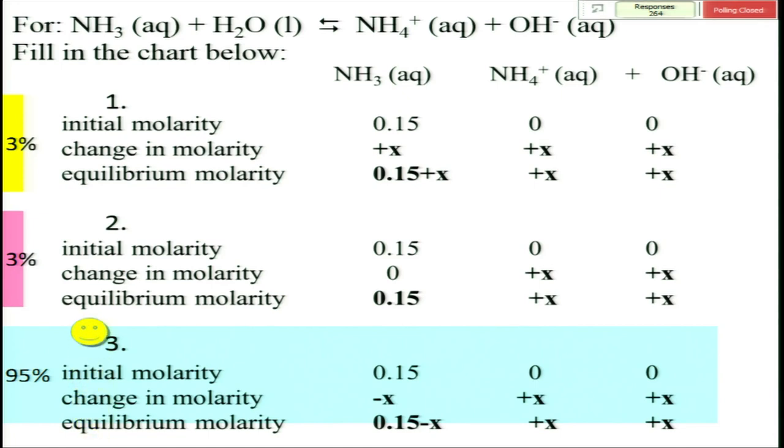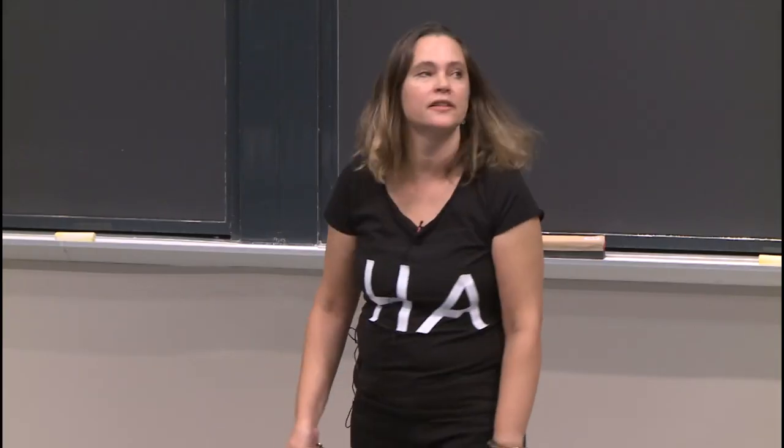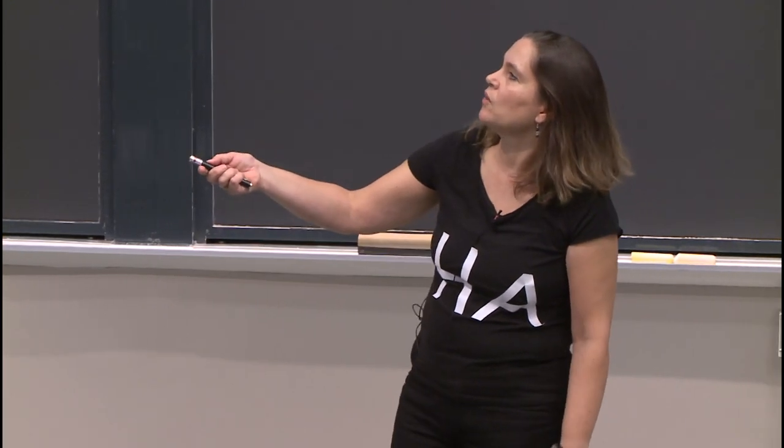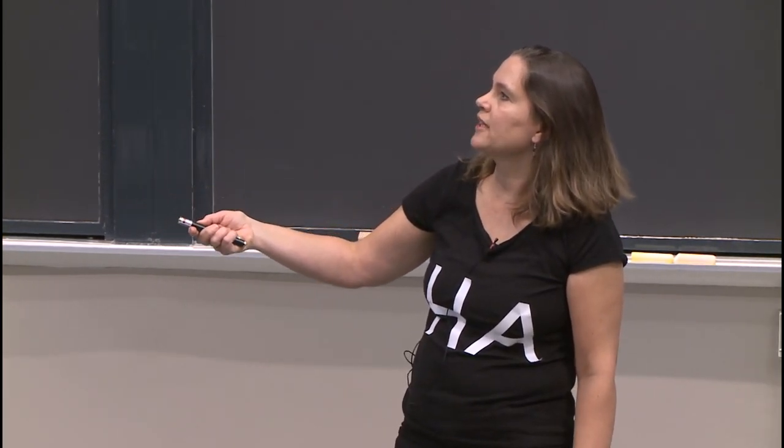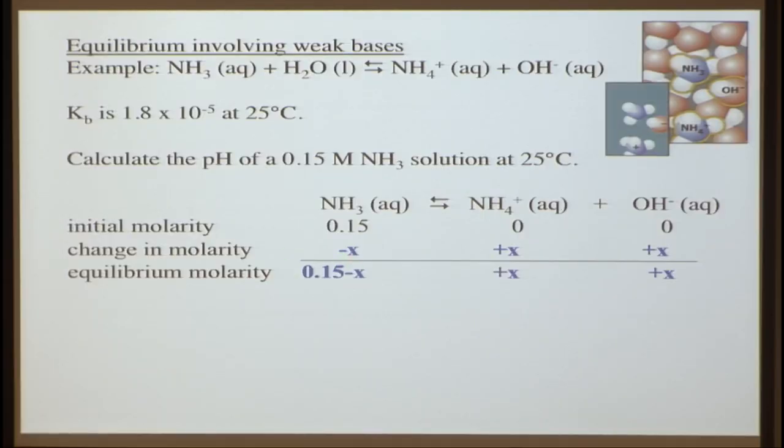Yep, excellent. Sam told me everyone responded really quickly. So that is, in fact, what you're going to do. We'll put that up here as well. So we lose some of this minus x. So at equilibrium, we have 0.15 minus x. And we get plus x here and plus x there.